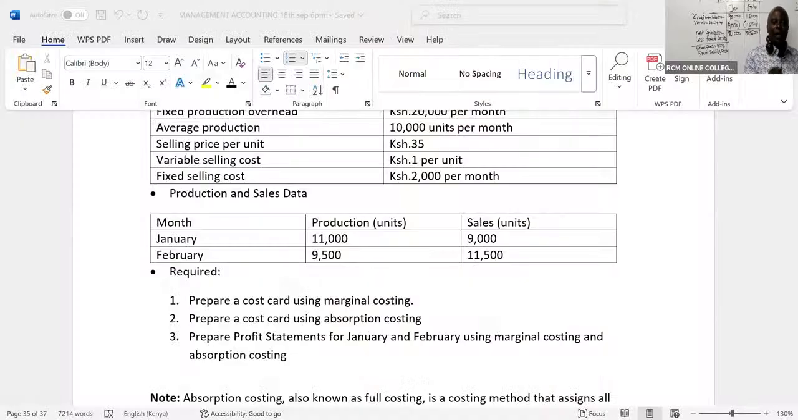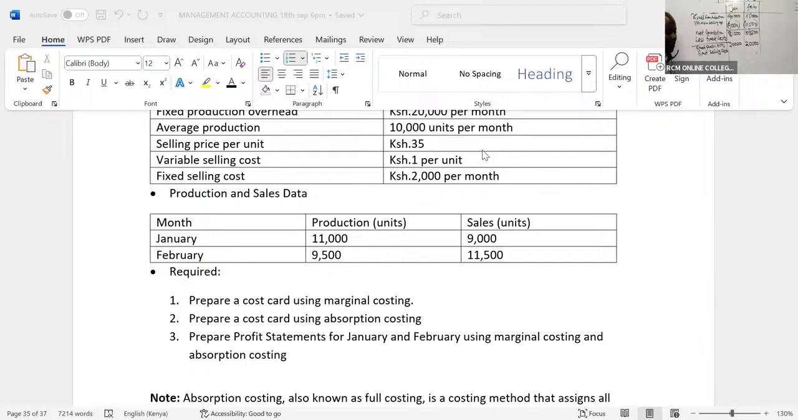Remember, the fixed production overheads will either be actual or expected. In this case, we expected fixed production overhead to be 20,000. So for January, it will be 20,000. How about the fixed production overhead in the month of February? The same, because that 20,000 is per month.